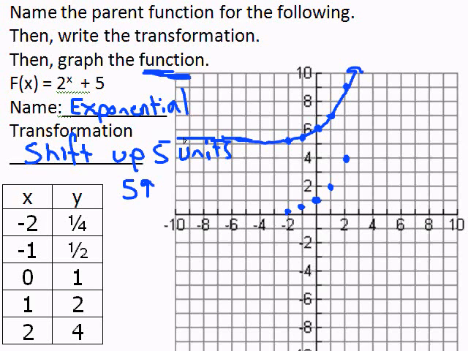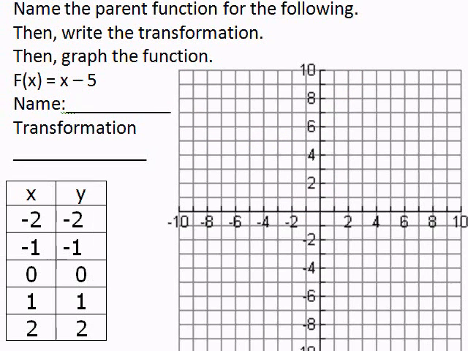Notice, when we go ahead and graph our transformed function, we do not have to fill out a separate table for the transformation. We can just look back at our parent function and shift it up or down corresponding to the plus or minus number at the end. We'll go ahead and try this one.